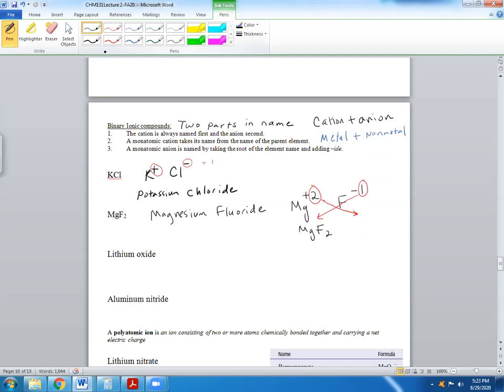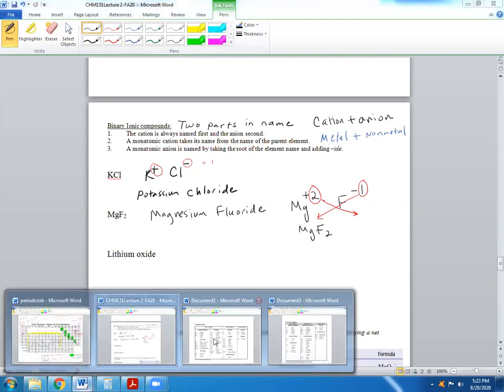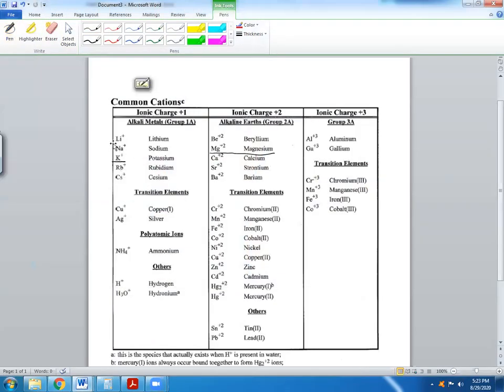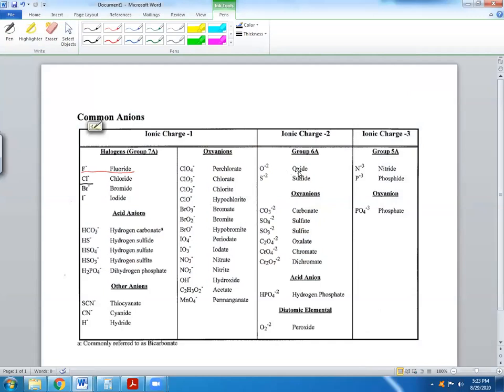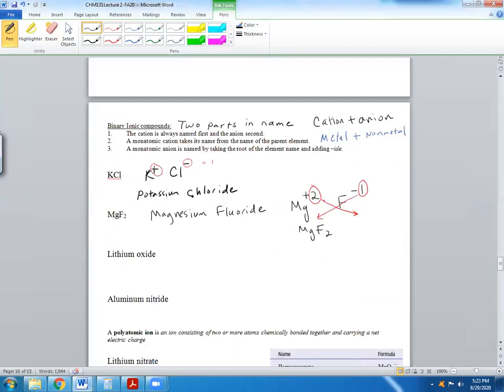So let us now go the other way around. We have lithium oxide. Now let's go and find lithium and oxide. Lithium is all the way at the top. It's a +1. Lithium. And oxide is right here, O -2. So I have Li plus O -2.